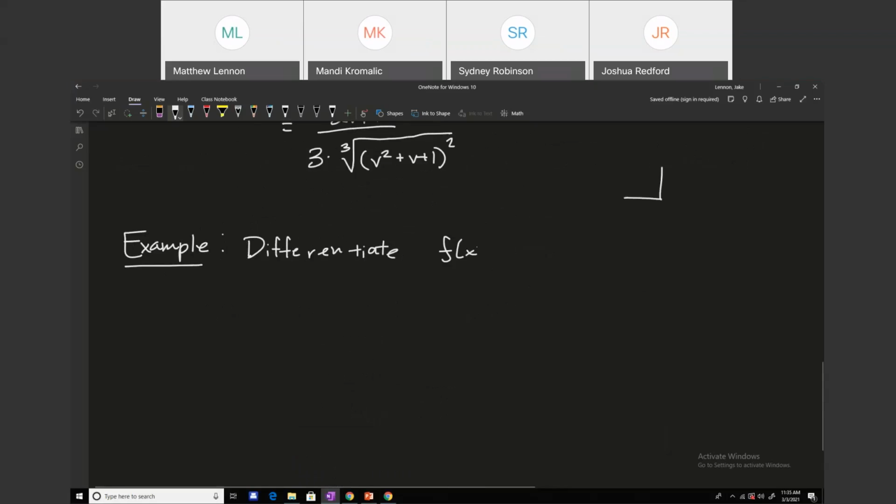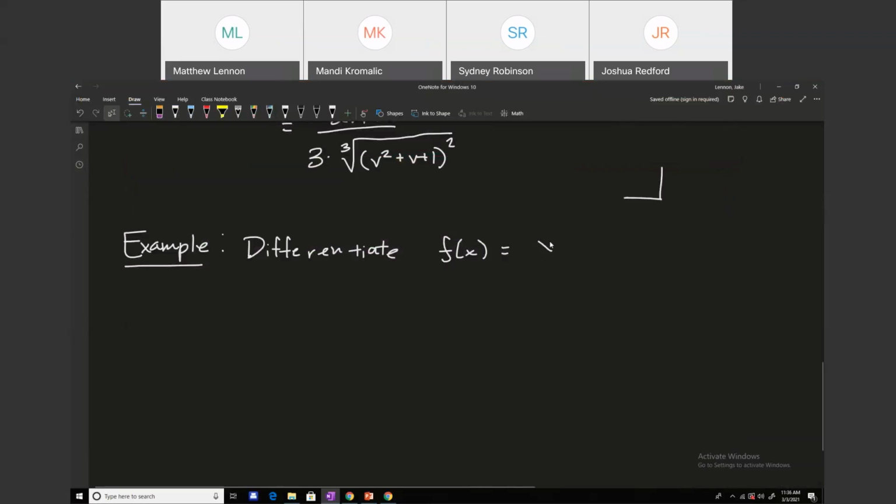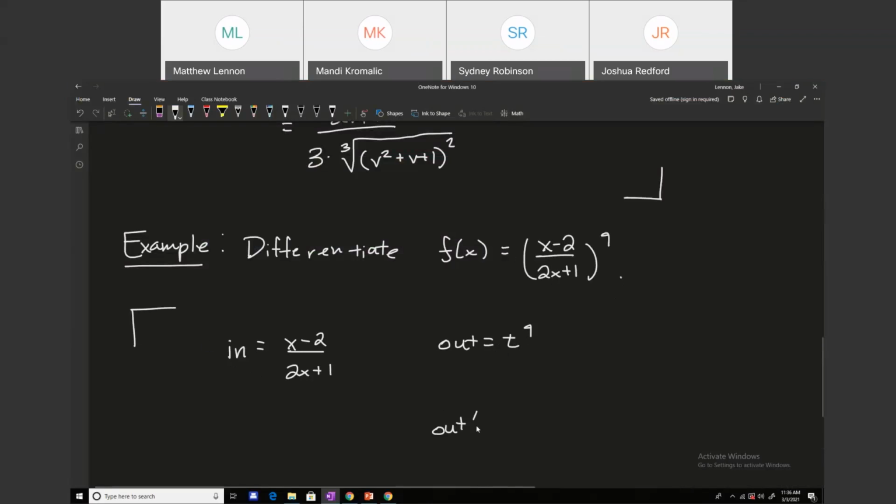Let me just change everything back to x's because I like to use t's for my placeholder variable. So x minus 2 over 2x plus 1 to the 9th. Again, the setup is going to be the same. Our inside function is x minus 2 over 2x plus 1. Our outside function is just t to the 9th. So the outside prime is relatively easy to find. That's just 9t to the 8th.